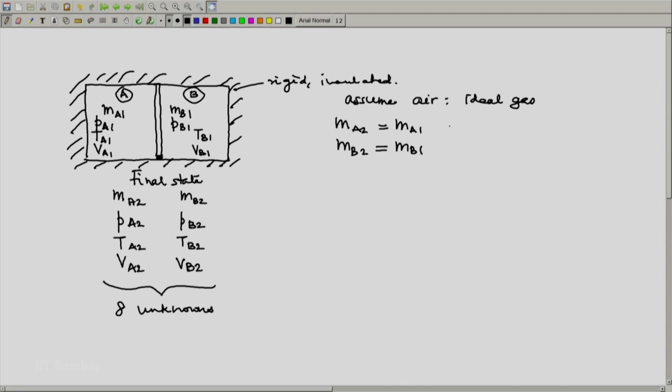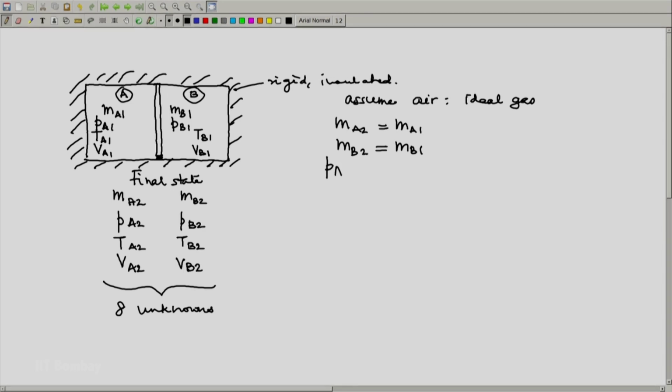Then, well, we have assumed air to be an ideal gas. So, even the final state will satisfy PV equals MRT. So, we will have PA2 VA2 is MA2 R TA2, and in a similar fashion PB2 VB2 equals MB2 R TB2.